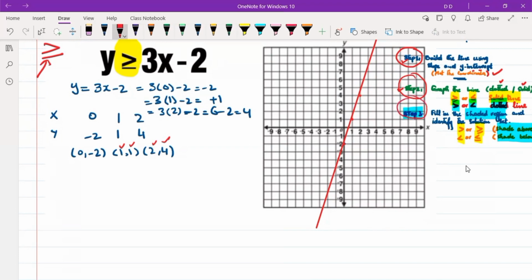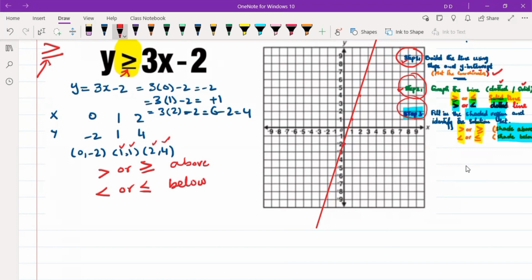As per the third step, we need to shade the region. Again I will observe the inequality sign. If the inequality sign is greater than or equal to, I have to shade above the line. And if it is less than or equal to, then I will shade below the line.